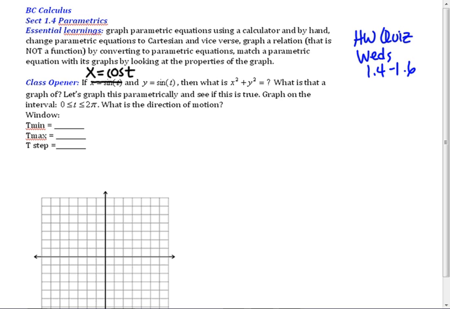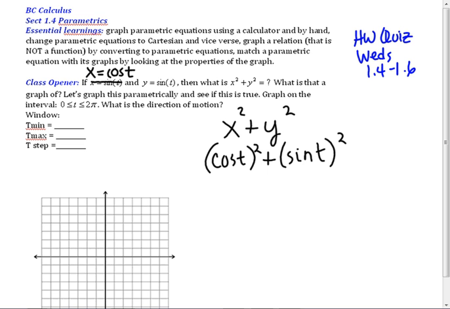Y is equal to the sine of t. So I asked you to find x squared plus y squared. What is that? Well, what is x squared? It's cosine of t squared plus sine of t squared equals 1. What is the graph going to look like? A circle. And that's how we eliminated the parameter.